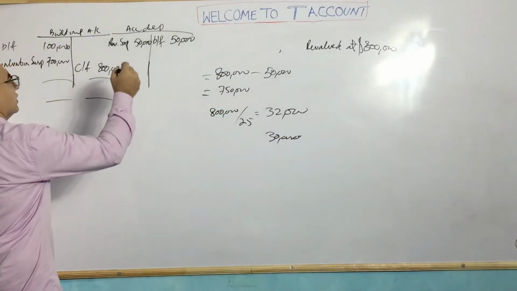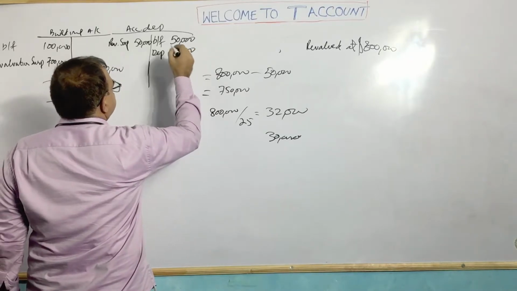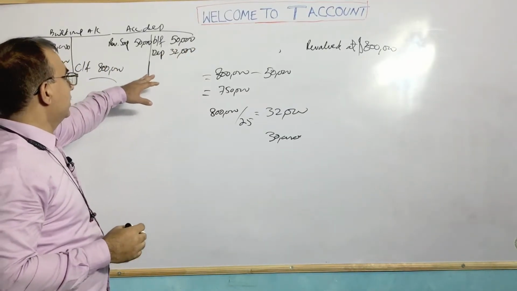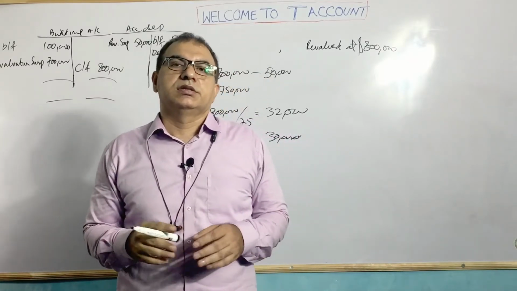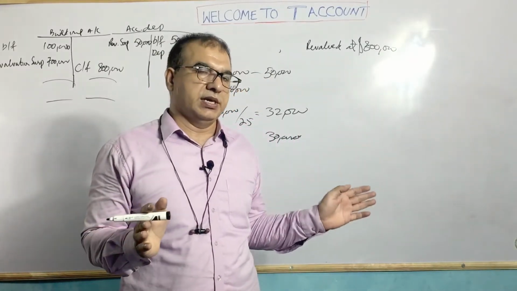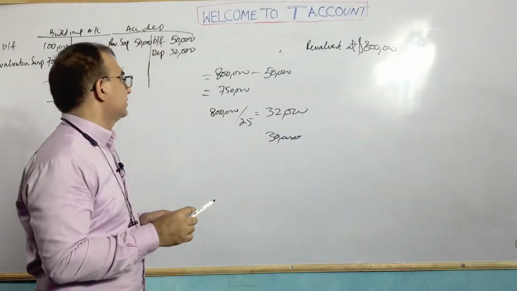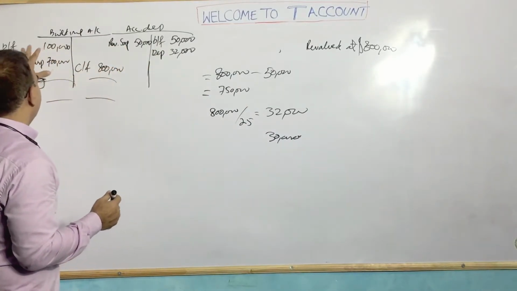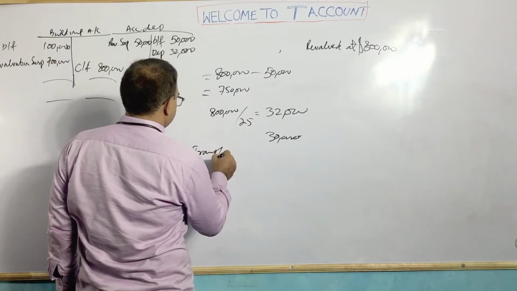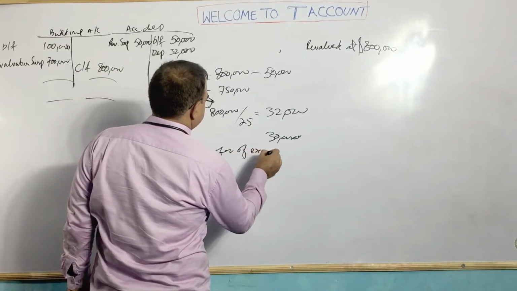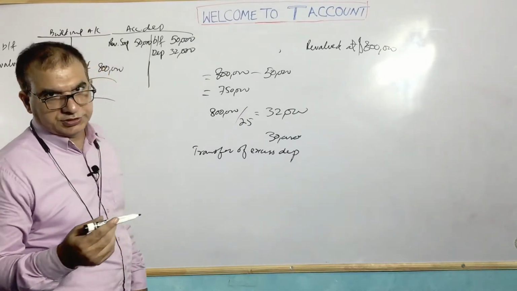Here we'll say depreciation for the year 32,000. I'm charging depreciation for understanding, okay? For the year, this will be the depreciation charge. Now, as they said in the example, they have a policy to transfer the excess depreciation from revaluation reserve to retained earnings every year. We have passed these entries, but that transfer of excess depreciation from revaluation reserve to retained earnings.